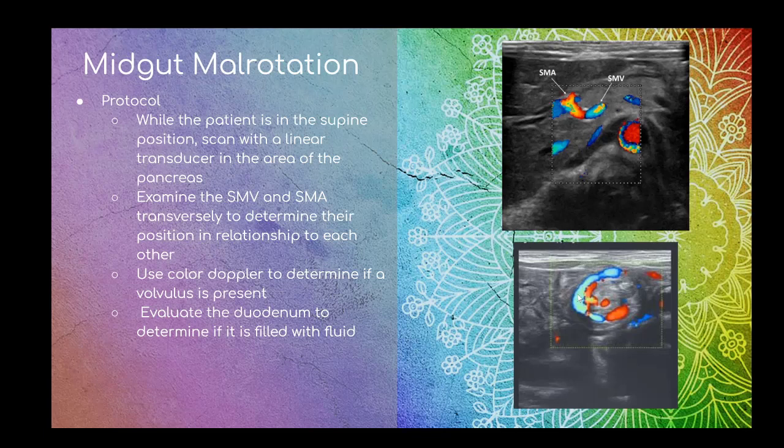And this is an example of that whirlpool sign, seeing how the intestine is twisted upon itself. Rotation of anything is also typically called volvulus, so you might hear that term as well. When the midgut turns on itself, it pinches off the duodenum, and so we might see that there's some extra fluid within the duodenum as well.